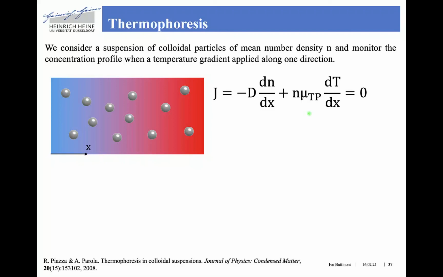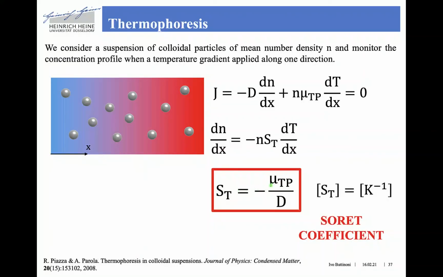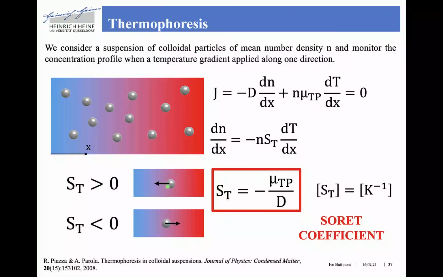If now we impose a zero mass flux, we see that the Soret coefficient, which is defined as the ratio between the thermophoretic mobility and the Brownian diffusion coefficient of the particle, is measured by looking at the density profile along the direction in which the temperature gradient is applied. Here, by definition, the Soret coefficient is positive if the particles migrate towards the cold region and is negative otherwise.